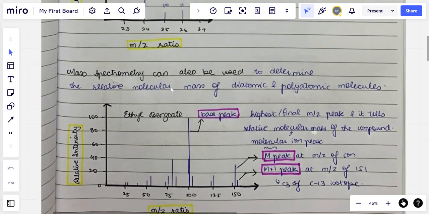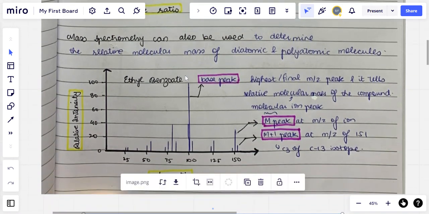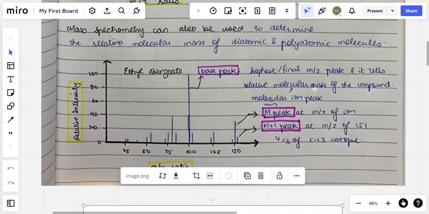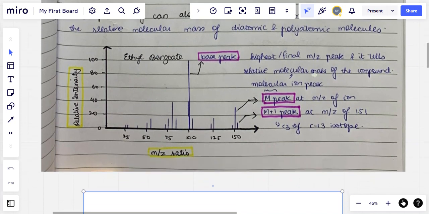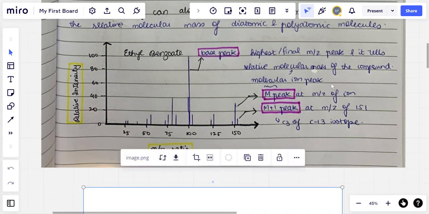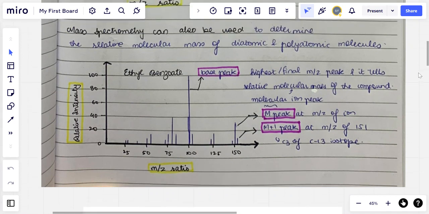Now, mass spectrometry can also be used to determine the relative molecular mass of diatomic and polyatomic molecules. Here I have drawn a mass spectrum for a polyatomic molecule, which is ethyl benzoate. On the x-axis, in this case, I have mass to charge ratio. On the y-axis, I have relative intensity.